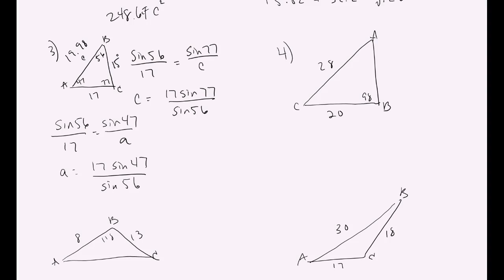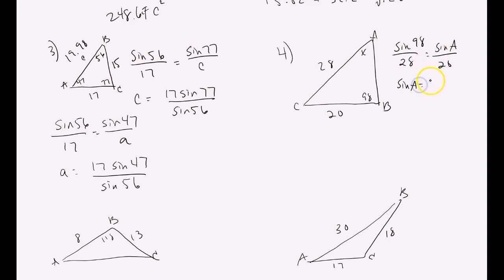Moving on over to number 4. I can't fill in any angles because I only have one and I can't do the other side. So I'll just start immediately with sine of 98 over 28 equals, and then solve for whatever you want first. Let's pretend that we want that first. So sine of A over 20. You just got to go with what's opposite what and make that decision of what you want to solve for.